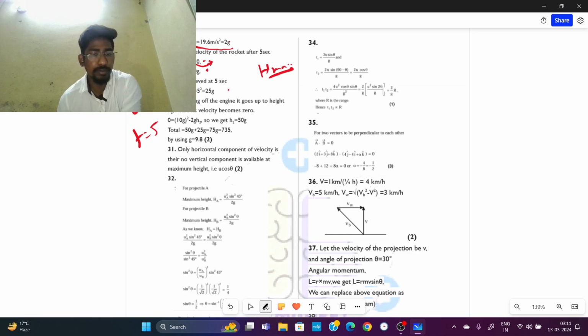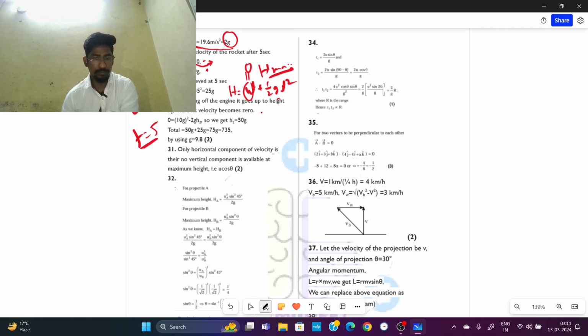To calculate the height, you have to use the formula h equals ut plus half gt square, right? As u equals 0, h equals half gt square. In place of g you will put 2g, and the value of t is 5 seconds, so therefore we will get h1 equals 25g.